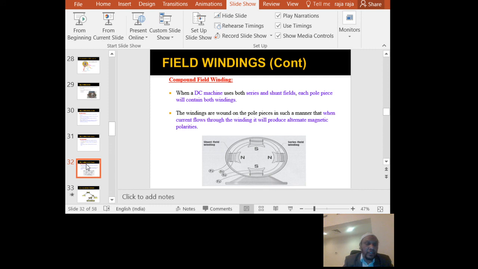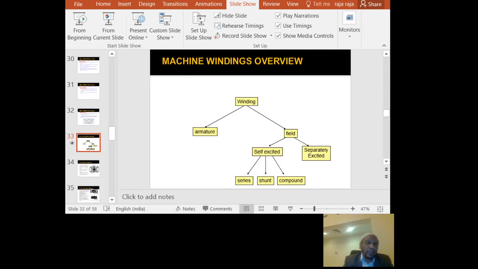Okay, so this is the structure of the compound machine. Compound, I told you, has both windings, series and shunt. If you see the structure here, they mention shunt here, and this is the series field winding. So this is the name for compound winding. It works and shows both characteristics, series type and shunt type, but it has very few applications. People use compound field winding only for special applications because it needs more maintenance. So this is the overview of the winding of the DC machine.